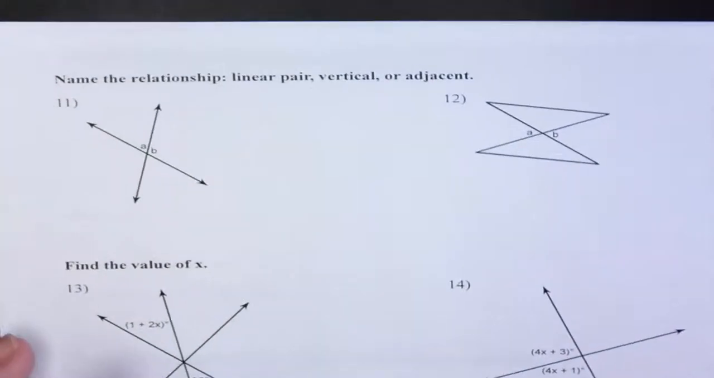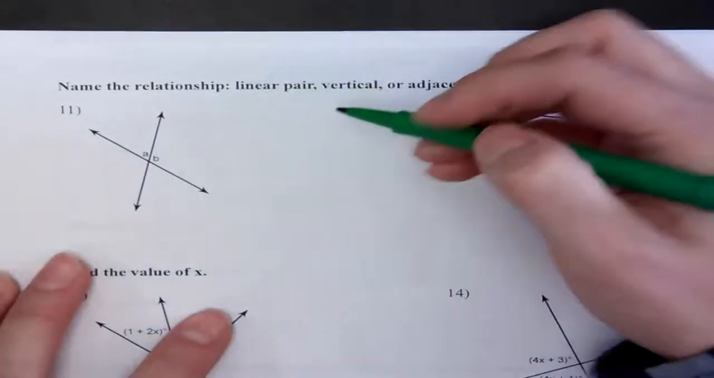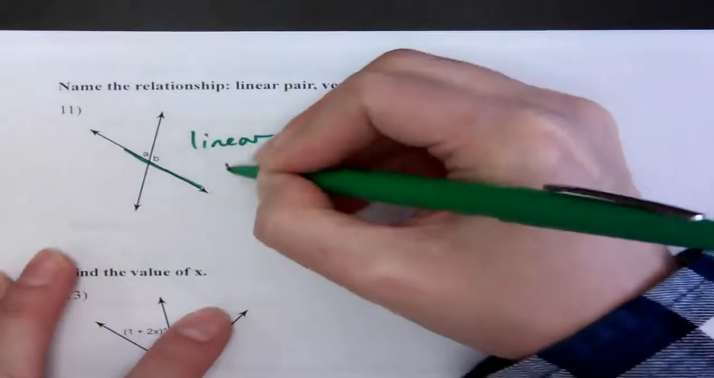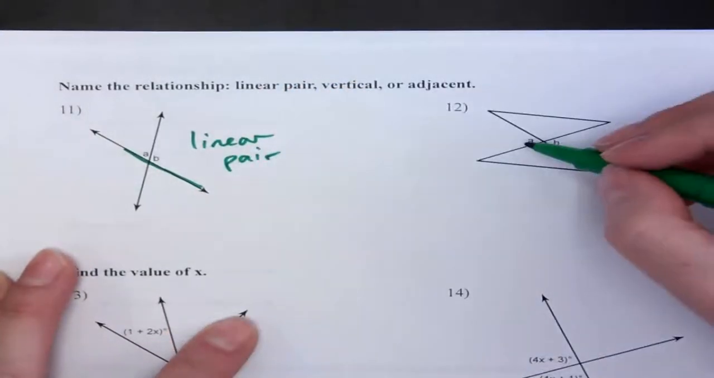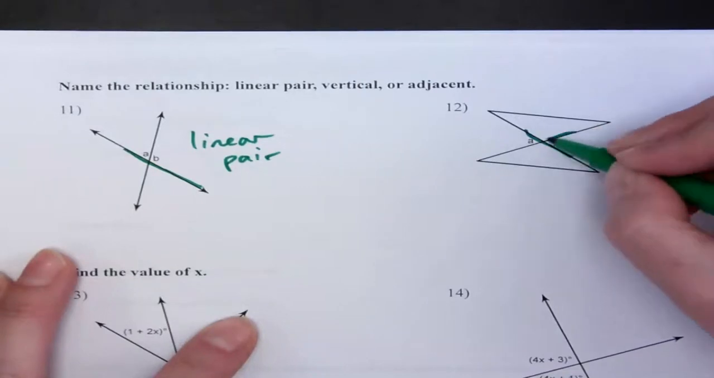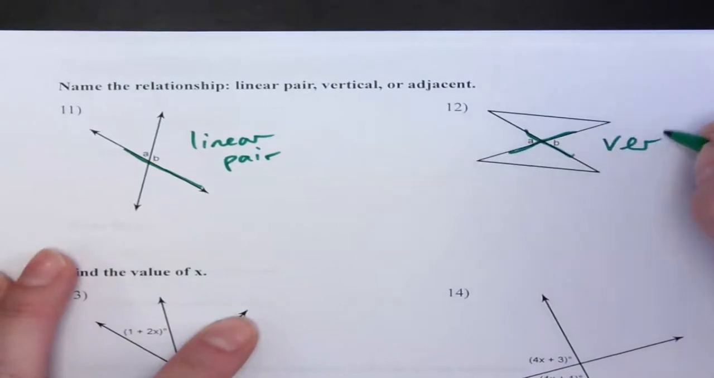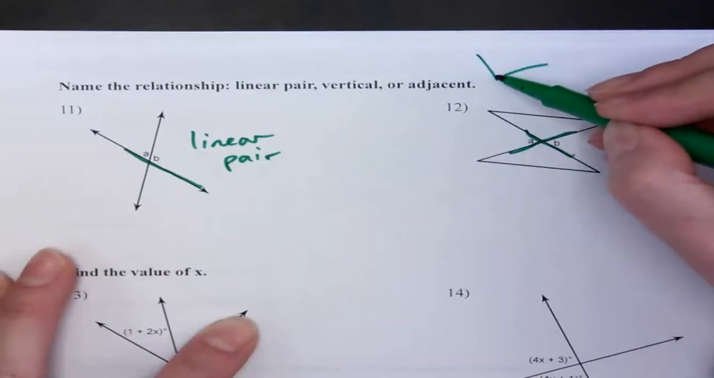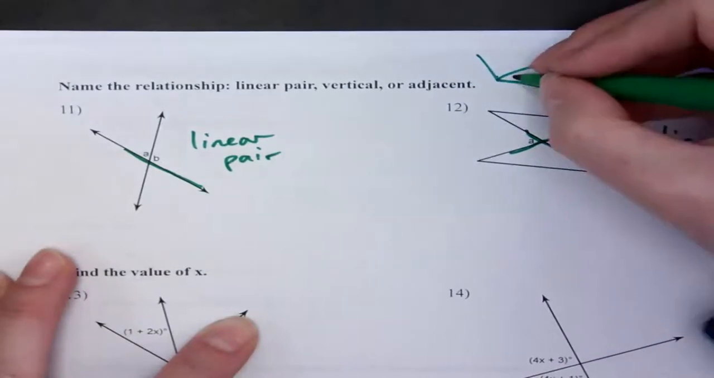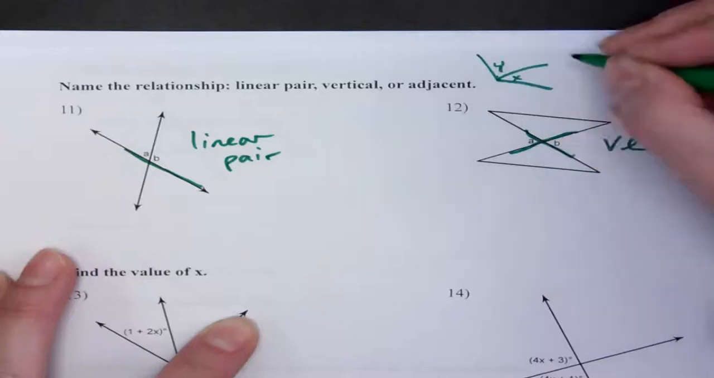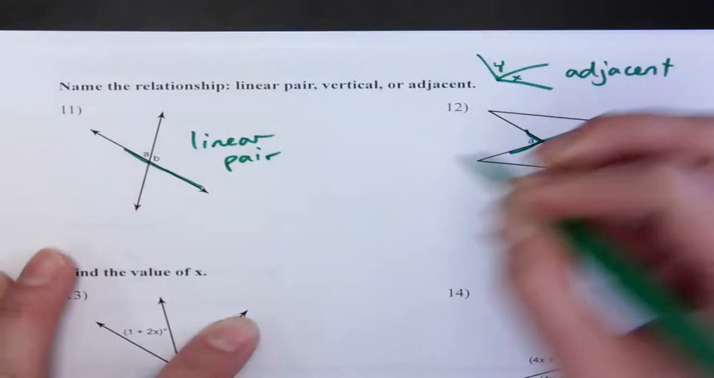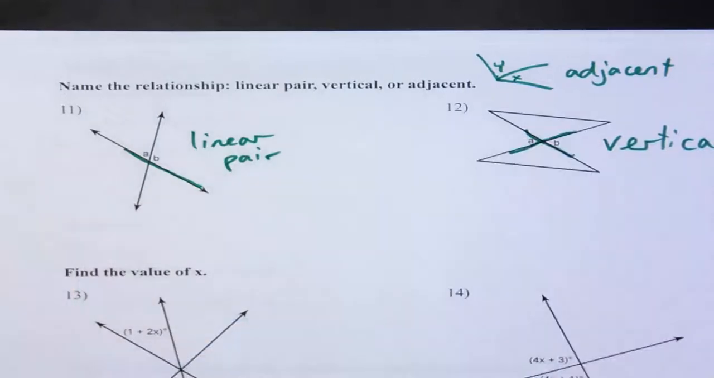Okay, so next we're just looking for a linear pair, which means they make a straight line together like these ones. So this is a linear pair. Vertical angles mean they're across each other from the x, so these are vertical. And it's not here, but adjacent is just any time you have two angles together, that would be adjacent. Technically, a linear pair is also adjacent.